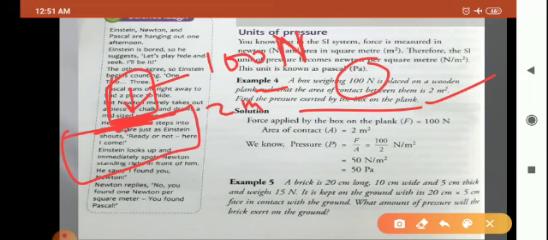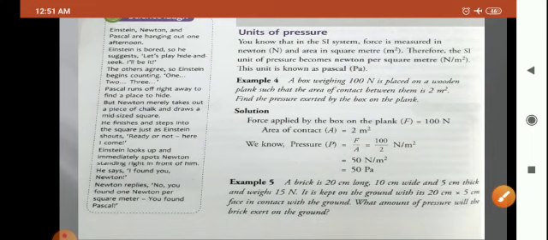Now what is given in the question? Force applied by the box. I told you that the weight of the box is the force of the box. Force applied by the box is 100 Newton. Area of contact is 2 meters square. Now you know the formula, pressure is equal to force upon area. You are going to put in the values and you will get the answer. Now next question, children.